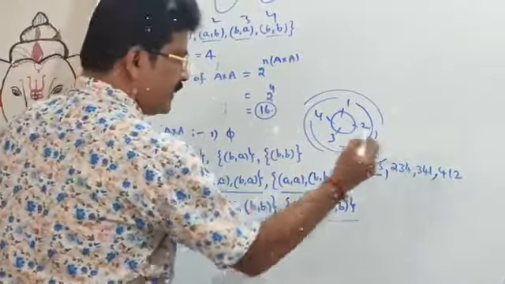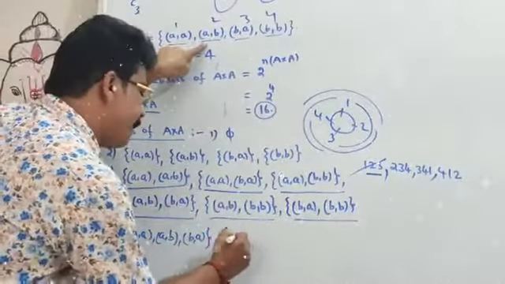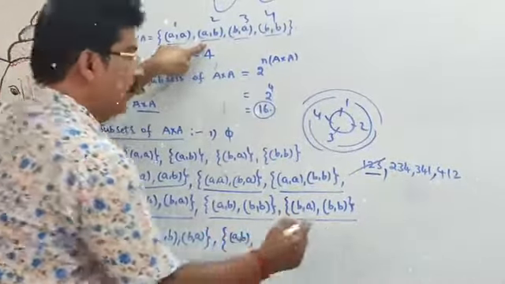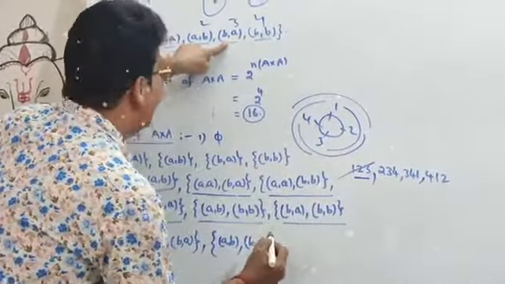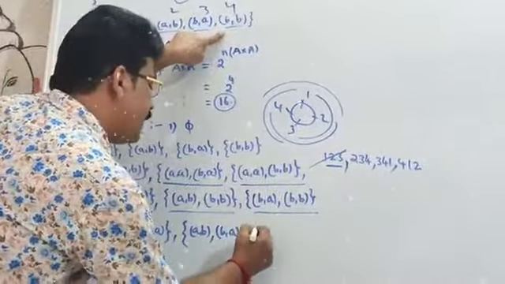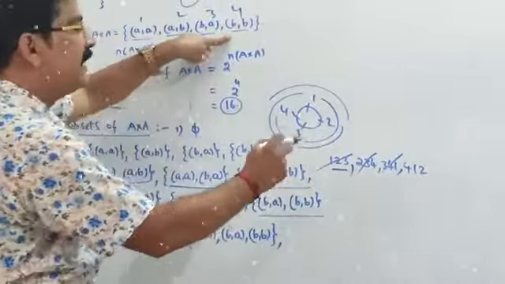Next, 2, 3, 4. The set of 2, A, B. 2, 3, 4. B, A, comma, B. 2, 3, 4. Next, 1, 3, 4.